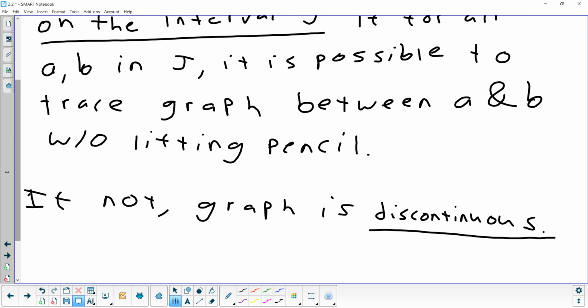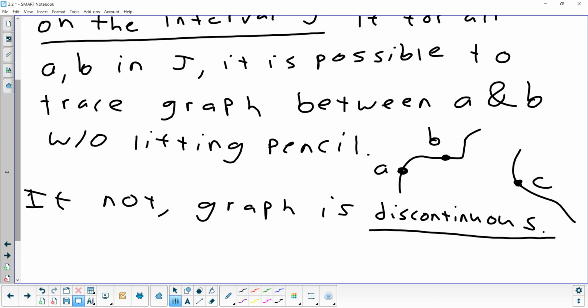So let's say I had a graph that went like this. Just have a shape here, and then it does something else over here, and they don't connect. Let's mark a few points: A, B, and C. Could I draw from the interval A to B without lifting my pencil? Yes. Then we could say that the graph is continuous over the interval from A to B.